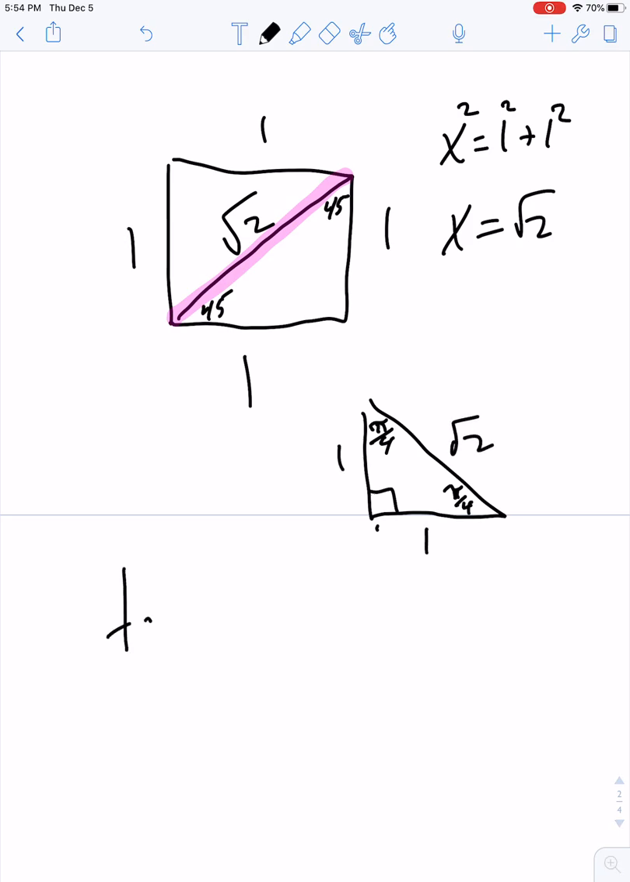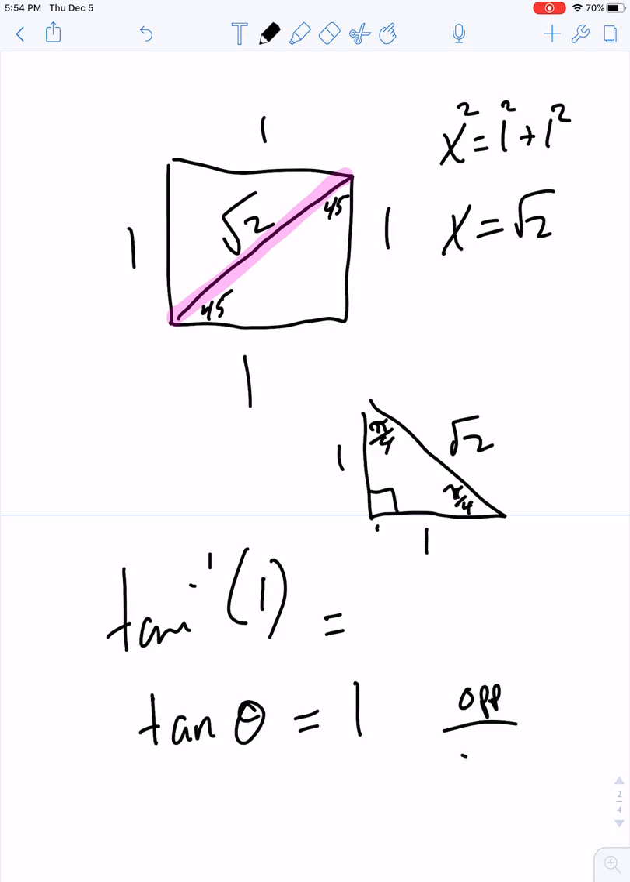If you're asked to find the inverse tangent of 1, that's asking, again, give me the angle that has a tangent of 1. Remember, tangent is opposite over adjacent, so 1 over 1. There we have it. That is 45 degrees, or pi over 4.